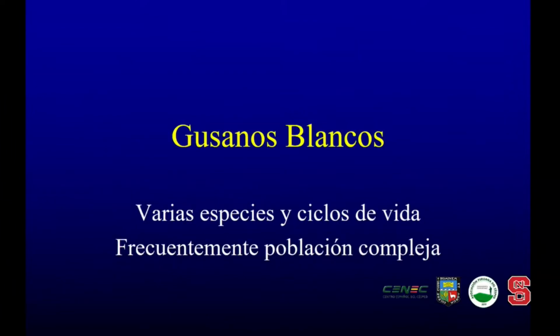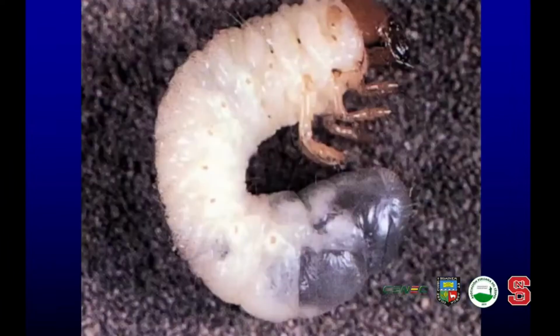Now I want to talk about what we often refer to as simply white grubs. There are a number of species. It's a frequent problem. In some cases, it's a sporadic problem, but it is a frequent problem in many turf areas, especially turf that is irrigated. These are the larval stage, or the immature stage, of beetles. This is a very common shape. They take on what we call a C shape.